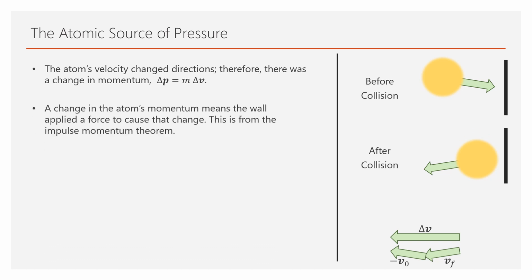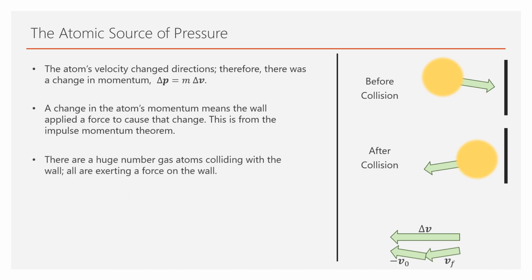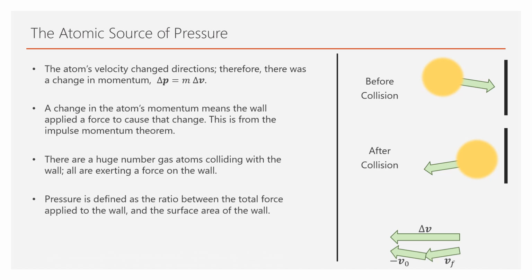A change in the atom's momentum means the wall applied a force to cause that change. This is from the impulse momentum theorem. There are a huge number of gas atoms colliding with the wall. All are exerting a force on the wall. Pressure is defined as the ratio between the total force applied to the wall and the surface area of the wall. P equals F divided by A.